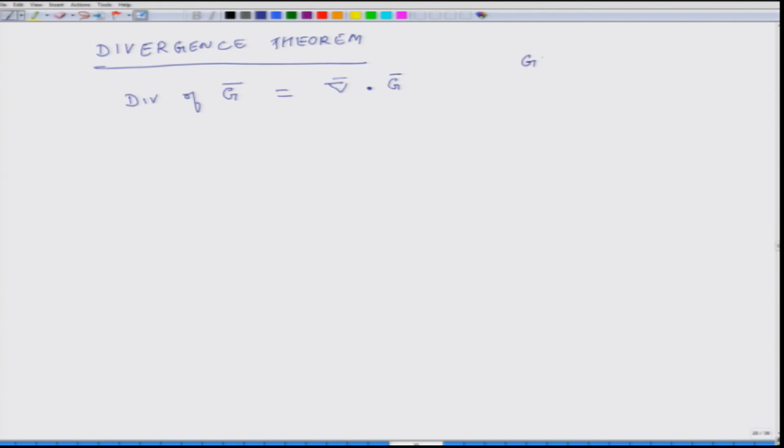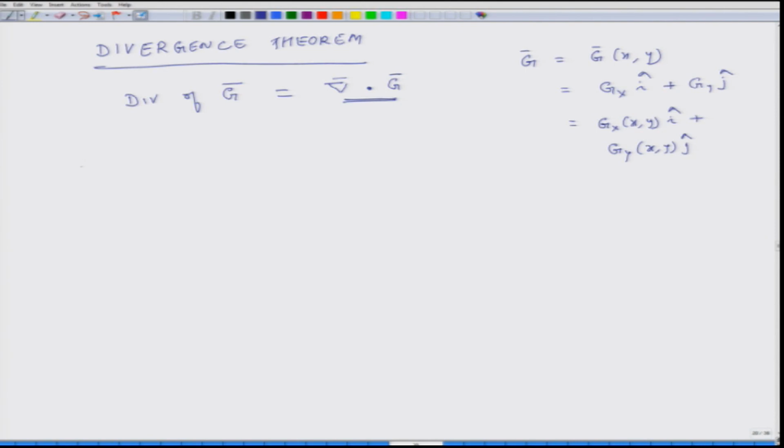Now, here G could be dependent on x and y. So, you can write it as Gx plus Gy, where Gx could be a function of x and y, and Gy could also be a different function of x and y. So, it is not that Gx is only dependent on x and Gy is only dependent on y. Okay. And its divergence is the inner product of the gradient operator and the vector G.